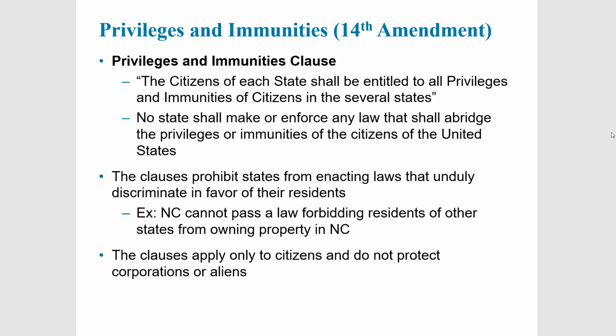The clauses prohibit states from enacting laws that unduly discriminate in favor of their residents. So an example being that North Carolina couldn't pass a law forbidding residents of other states from owning property in North Carolina. We couldn't pass a law saying that residents of other states couldn't operate businesses in North Carolina. That would just be a violation of the Privileges and Immunities Clause. The clauses do apply only to citizens and do not protect corporations or aliens.